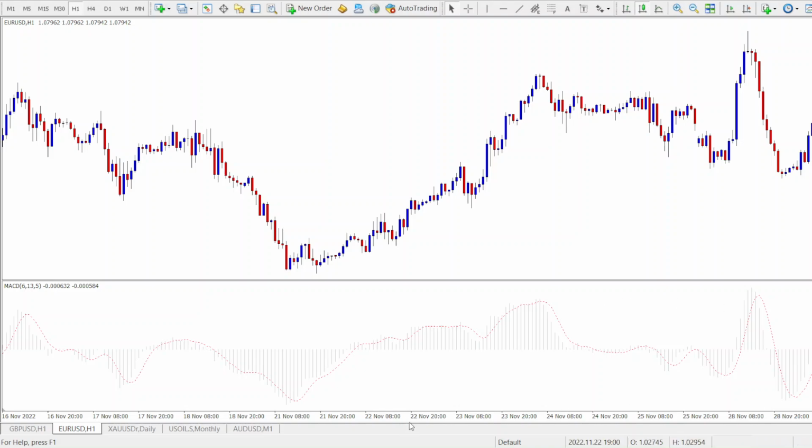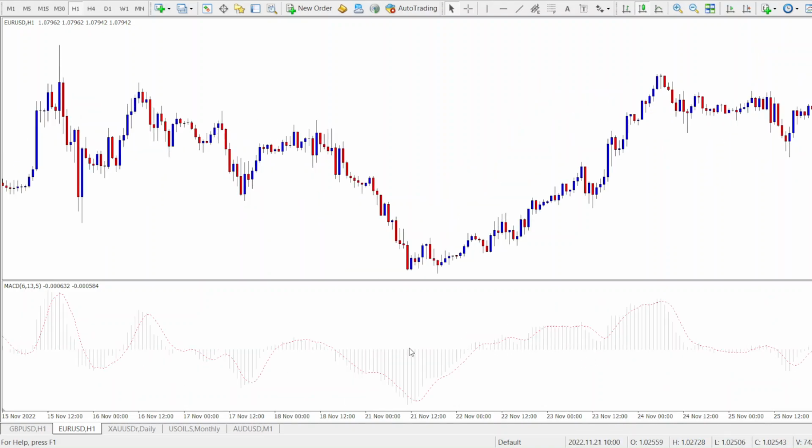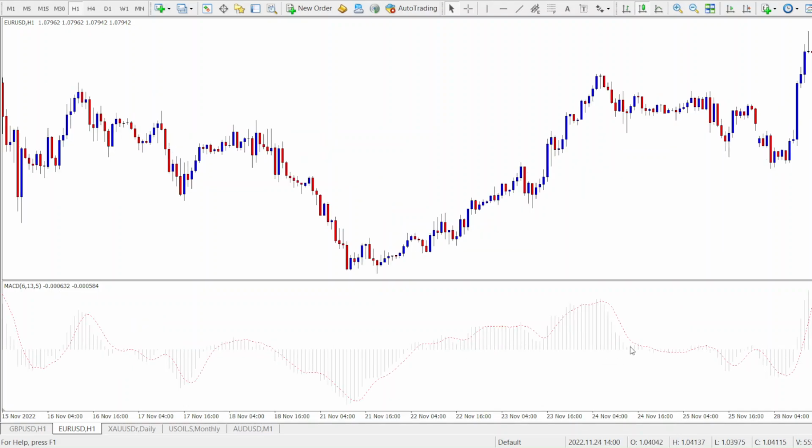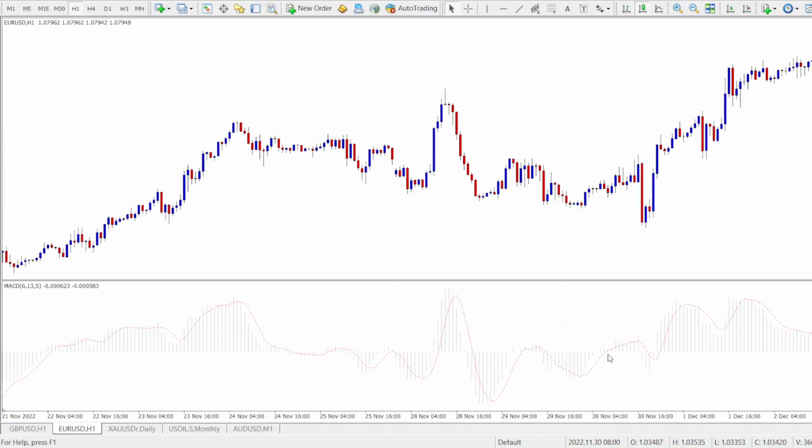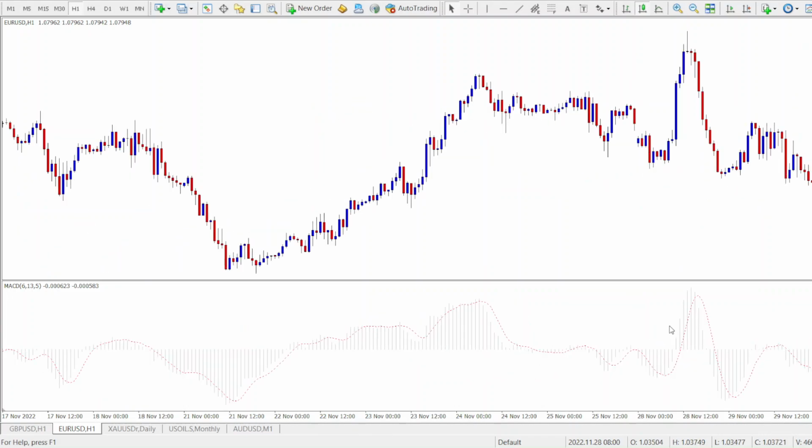Now we can see that these are the 6, 13, 5 settings for the MACD, and you can see how it changed. This can help you to catch quicker price changes. See how much quicker this MACD reacts compared to the default. You can see that there is a difference. You will be able to catch those short-term moves with these particular settings. But remember, it can also lead to more false signals. So be sure to combine it with other indicators or price action.